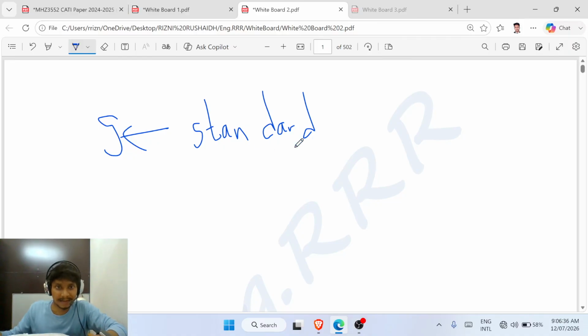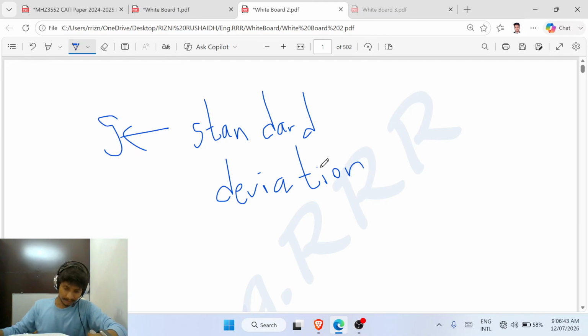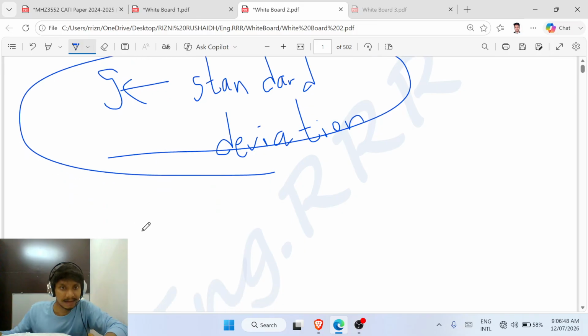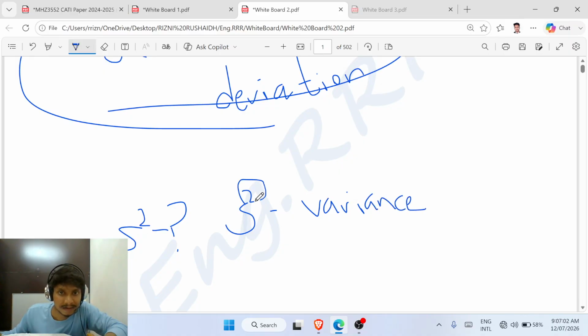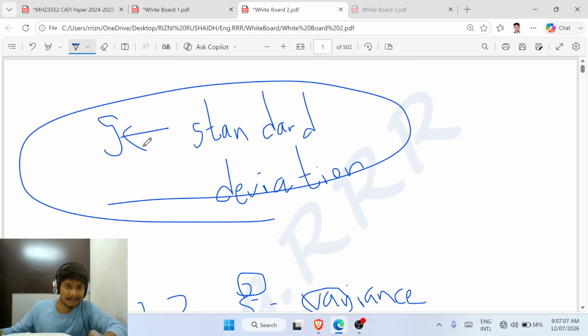S is standard deviation. What is S squared? We already discussed that. S squared is variance. Here S is standard deviation.